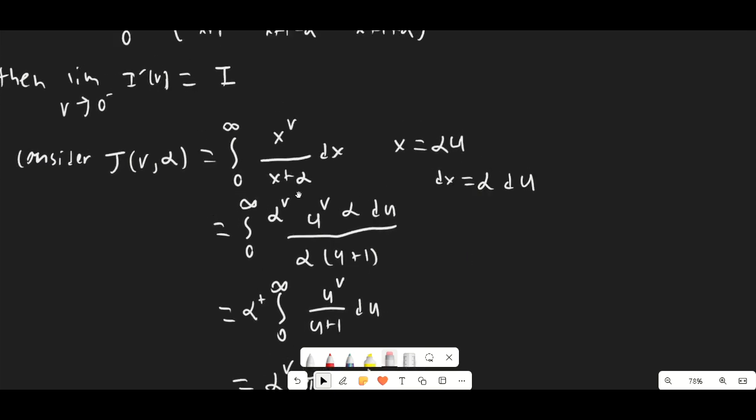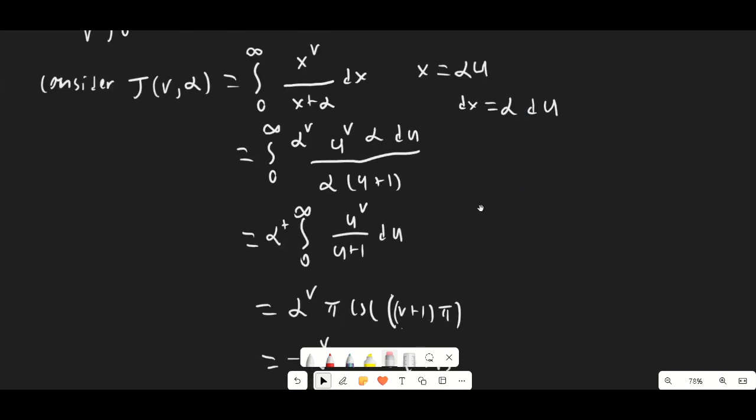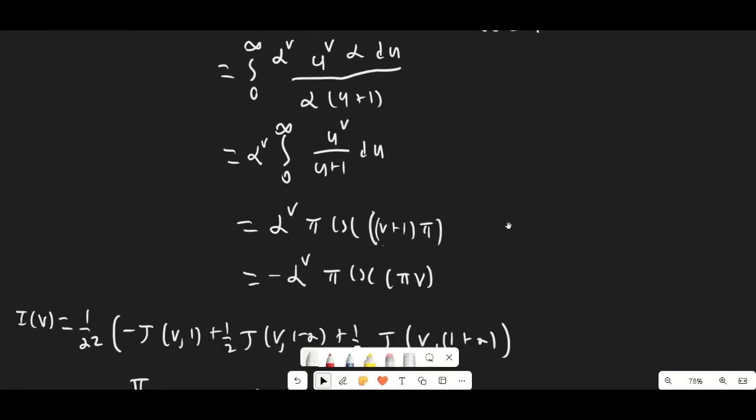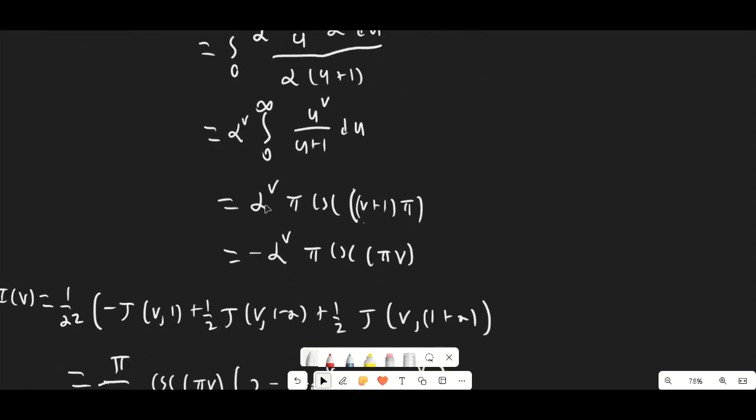So this integral J is going to be the integral from 0 to infinity of x to the v over x plus alpha dx, and in this case alpha is greater than 0. So we're making the substitution x equals alpha u, and after we factor everything out, we get alpha to the v, this should be v, I don't know why it says t right here. So we just end up with alpha to the v times the integral from 0 to infinity of u to the v over u plus 1 du, and just plugging that in, we get this.